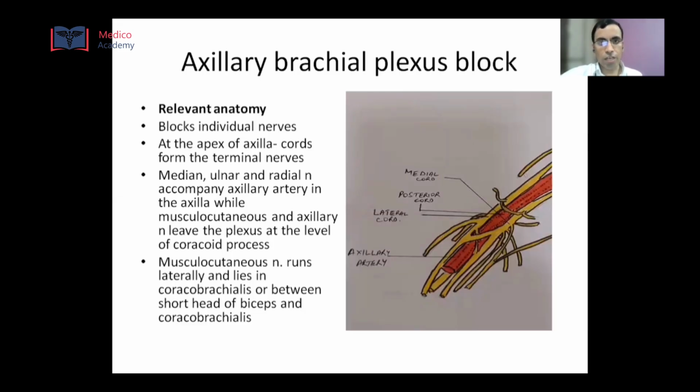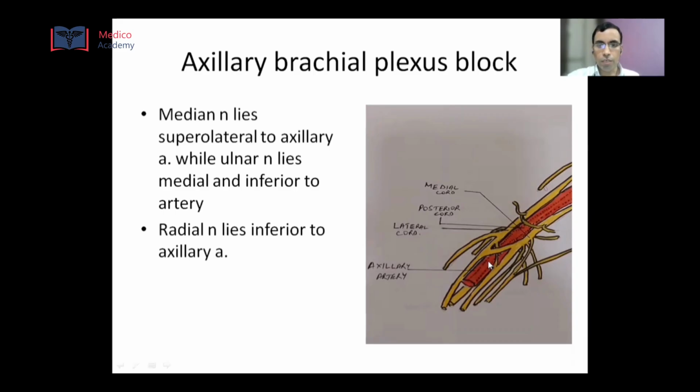Brachial plexus block at axillary artery level blocks the plexus at the level of individual nerves. At the apex of axilla, the cords start forming the terminal nerves. The median, the ulnar, and the radial nerves accompany the axillary artery in the axilla, while the musculocutaneous and the axillary nerve leave the plexus at the level of coracoid process. Musculocutaneous nerve runs laterally and lies either in the belly of coracobrachialis or between the short head of biceps and coracobrachialis muscles.